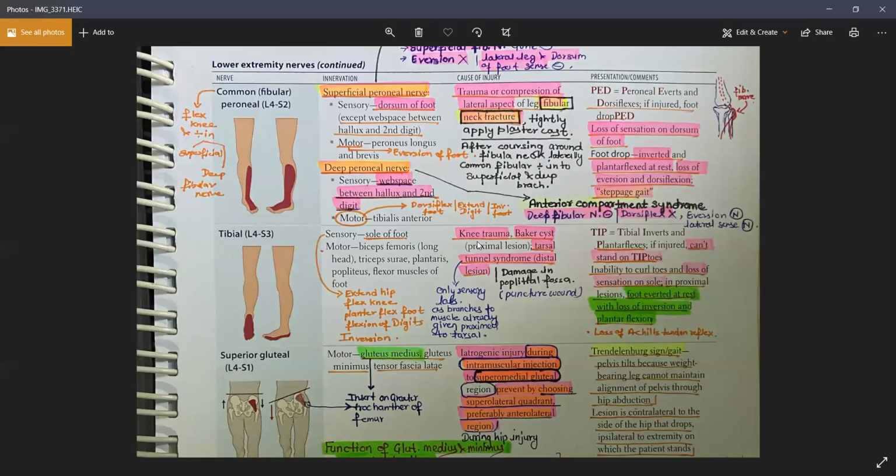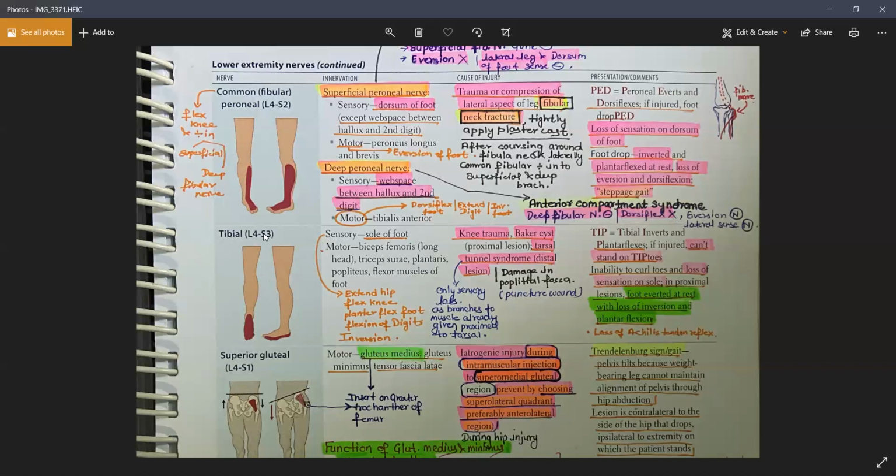How can you damage the tibial nerve? Because it runs in the posterior compartment. Whenever you have any kind of knee trauma in which the tibia can get a posterior dislocation, this nerve can get damaged. If you have a Baker cyst, which is seen in rheumatoid arthritis, you can have tibial nerve damage. In tarsal tunnel syndrome, which is a very distal lesion, through which this nerve enters your foot from the leg, there it can get damaged.